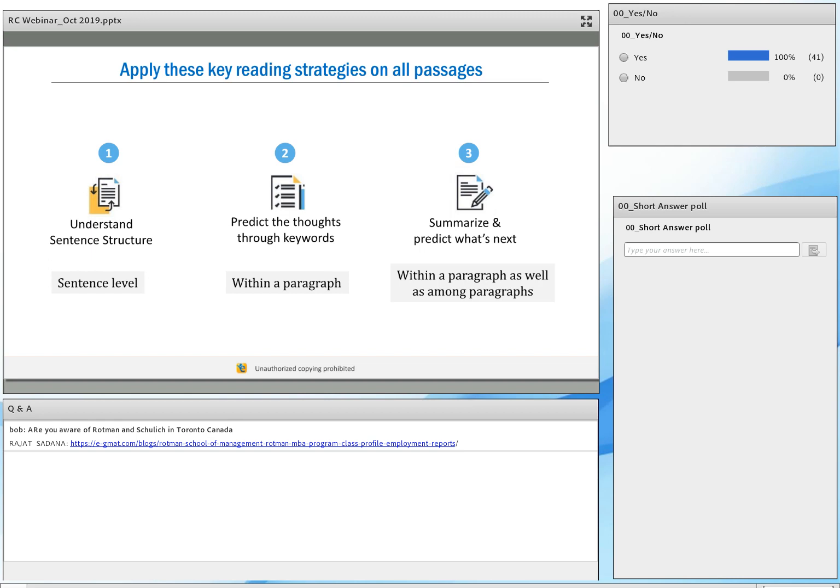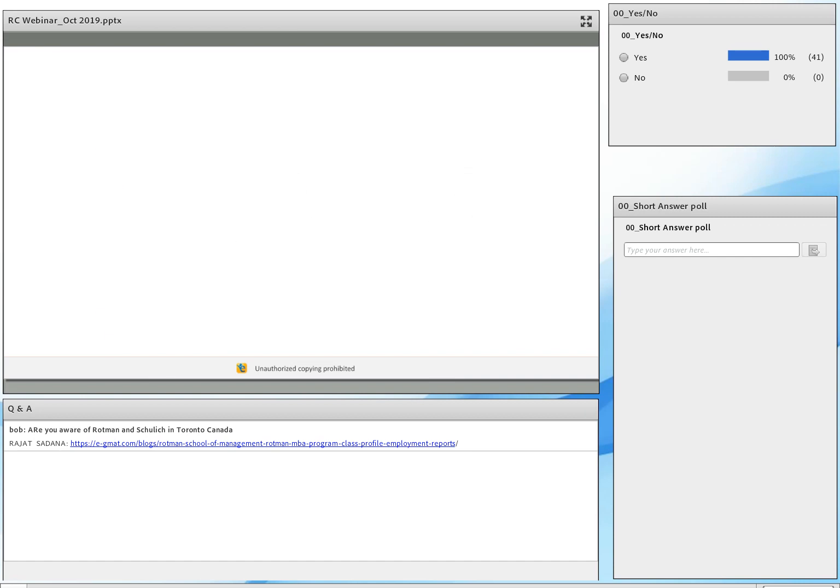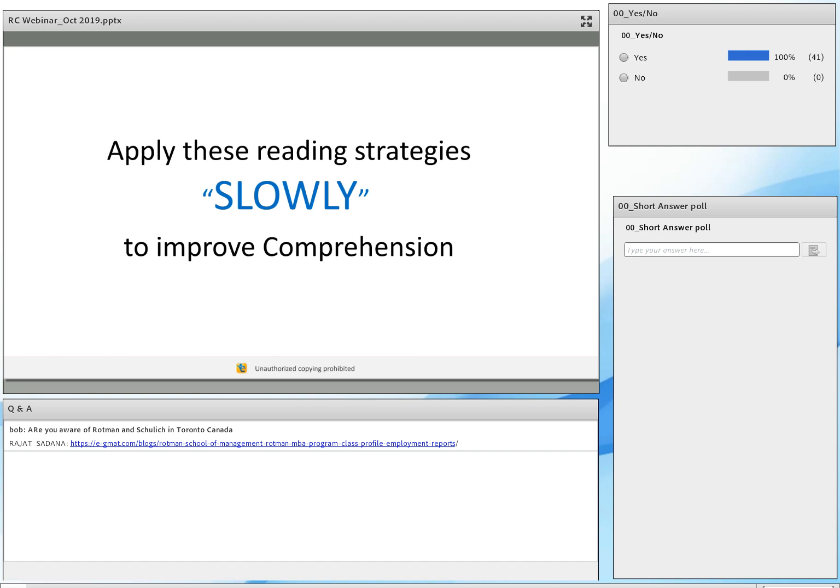Now, the key thing that puts all of these strategies together, think about it this way. We are pausing while we are reading the sentence. We are pausing when we see a keyword and we are predicting what comes next. We are pausing when we have an information overload and we are summarizing it in our own words. So, in order for you to apply these strategies effectively, you need to read slowly. This is the key thing for all of the strategies that we are working on. This is the theme of this webinar, to read slowly. Only if you read slowly can you improve your comprehension.